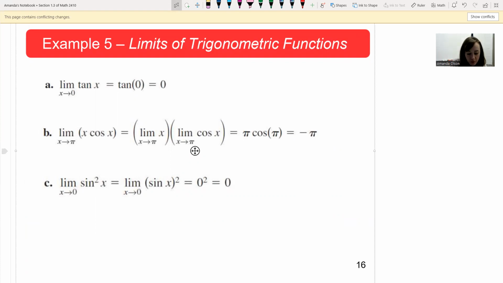In this first example, example A, we're looking at substituting 0 in. The tangent function is defined at 0, so that limit exists and it's equal to 0. For the second situation, we're just inputting pi. Both of these are defined at pi, and then we use that product property, the fact that products hold under limits, and with direct substitution, we get that this limit is equal to negative pi. For C, we're using the power rule, that limits hold under powers, and also that sine of x is defined at x equaling 0.